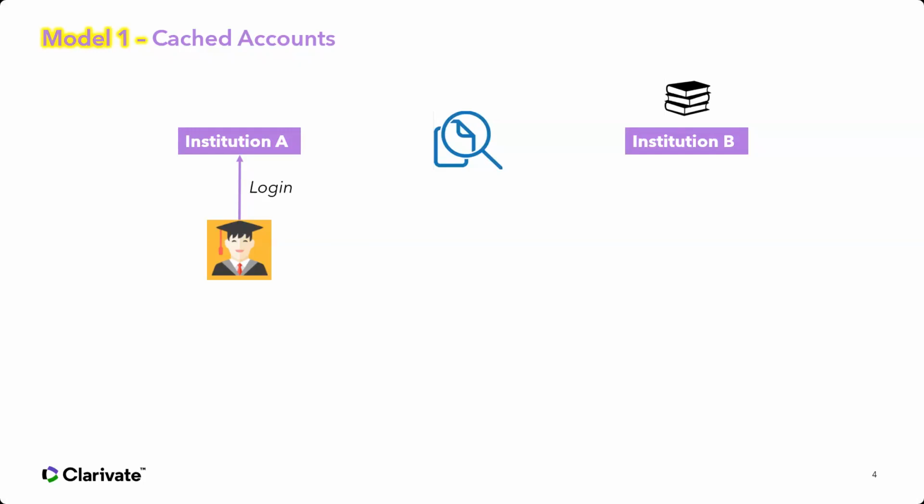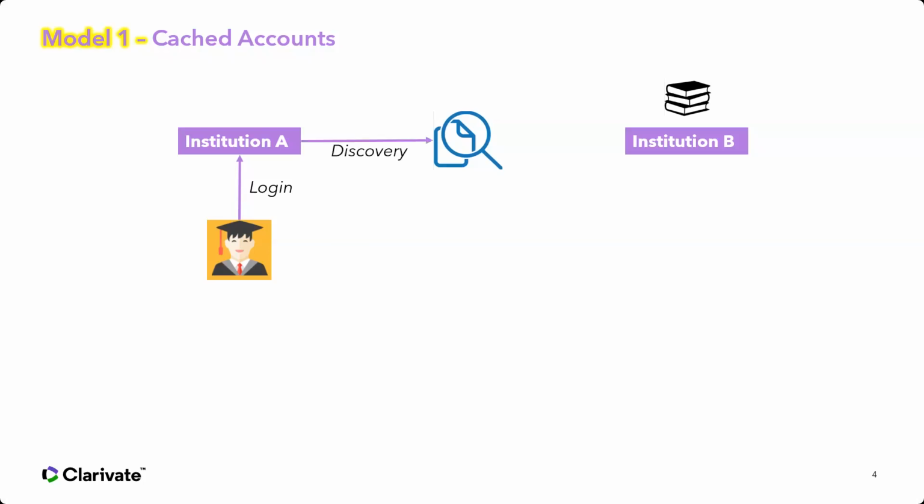In Model 1, which is probably the most common way to share user information across a network, we have a user account that is registered at institution A. That's where the patron account exists. And that's where the patron can log into a Primo, for example, to place requests or whatever the patron would like to do in Primo.